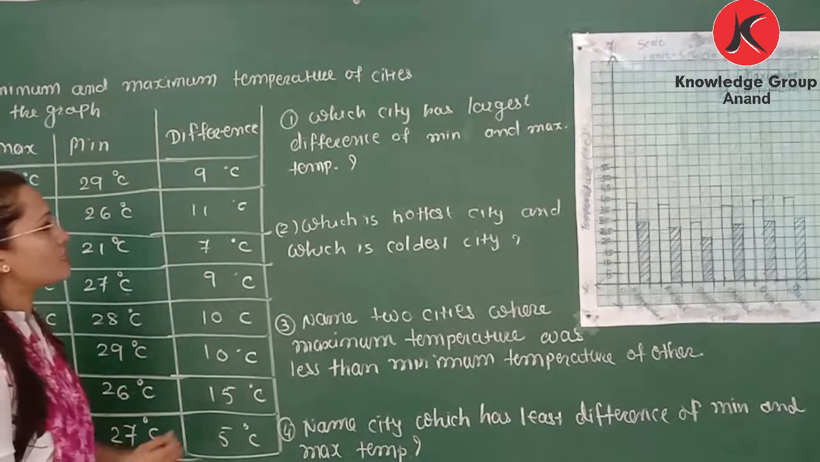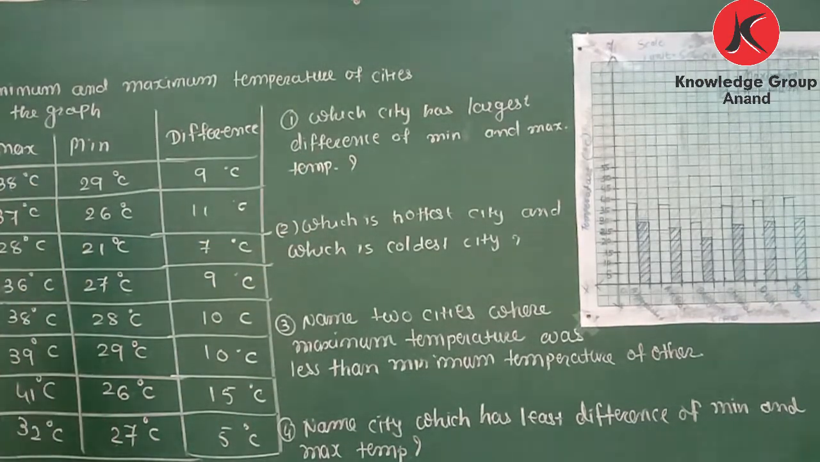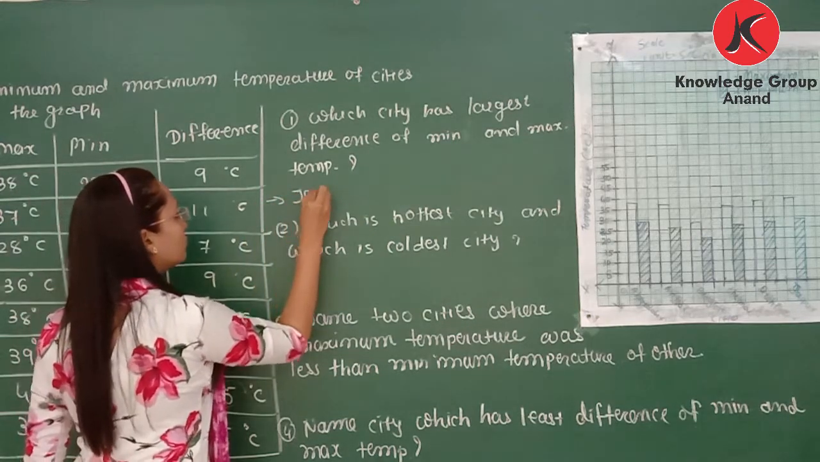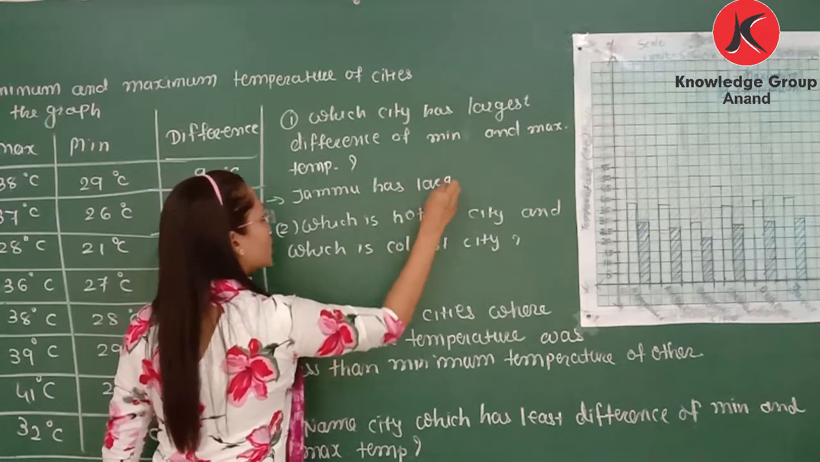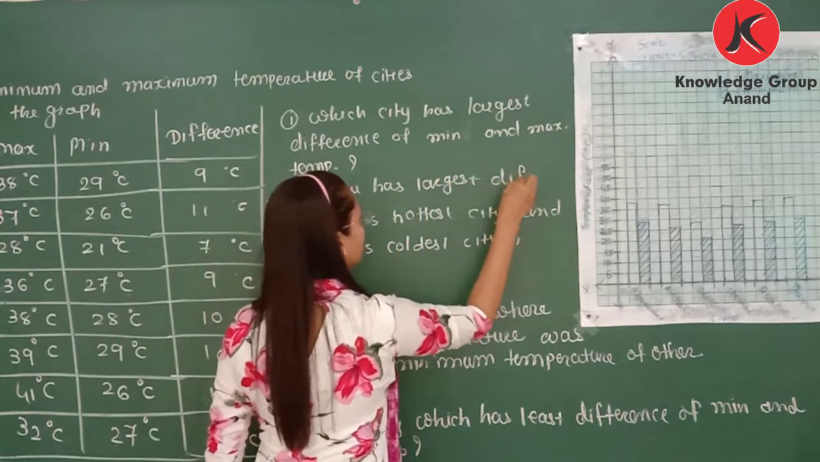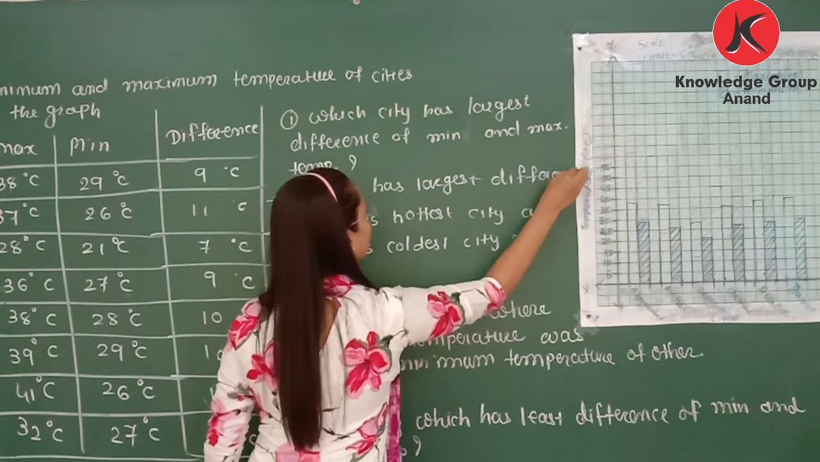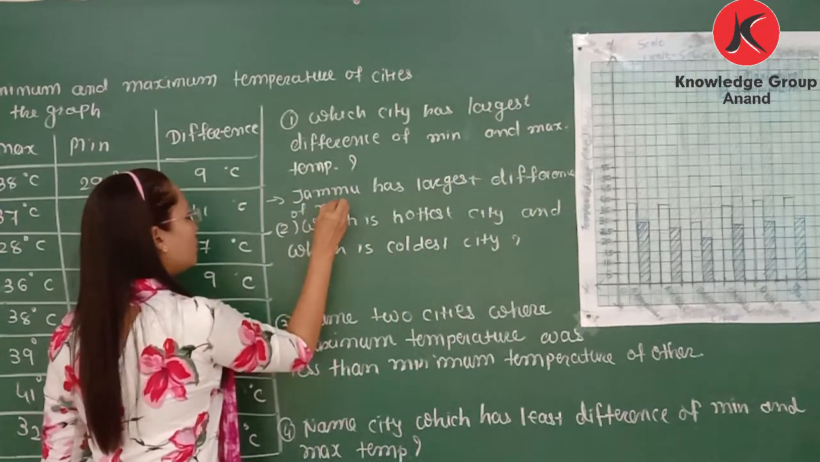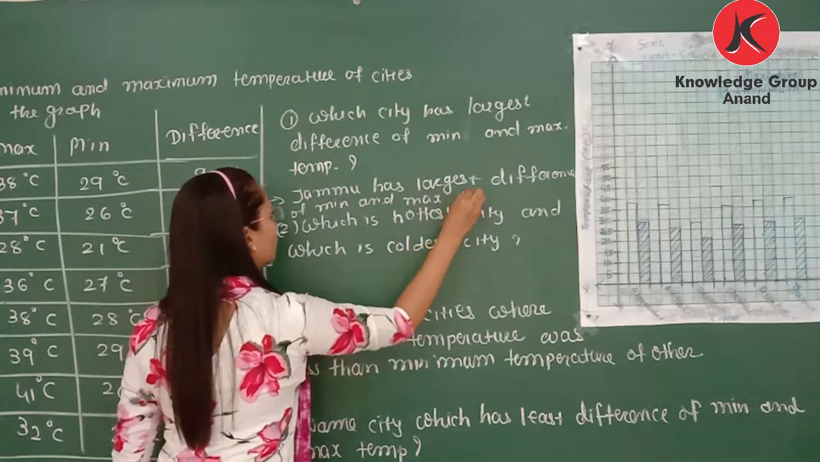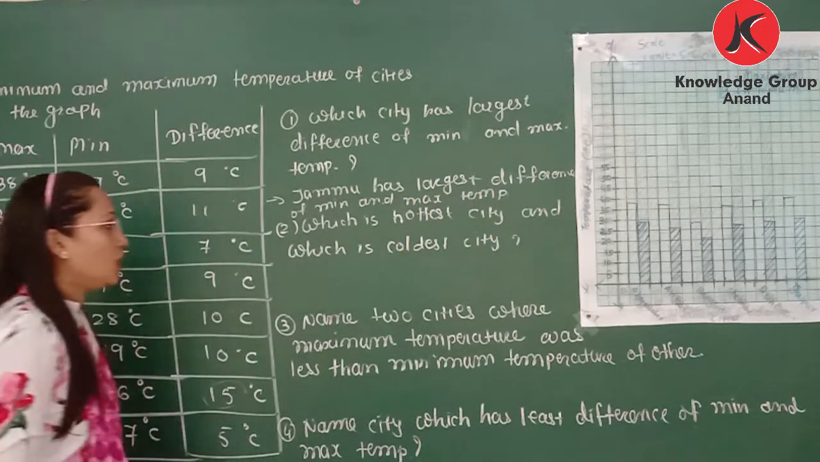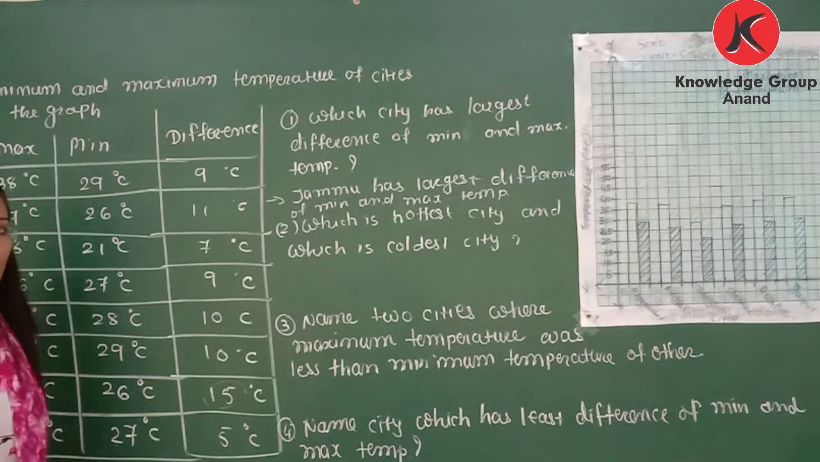Now which city has the largest difference in minimum and maximum temperature? Which difference is largest? You can see 15 degrees Celsius is the largest difference. So Jammu has largest difference of minimum and maximum temperature. Which is the hottest city and which is the coldest city?